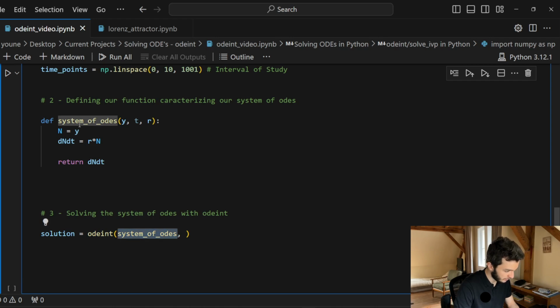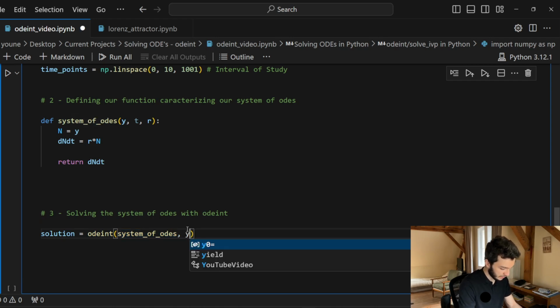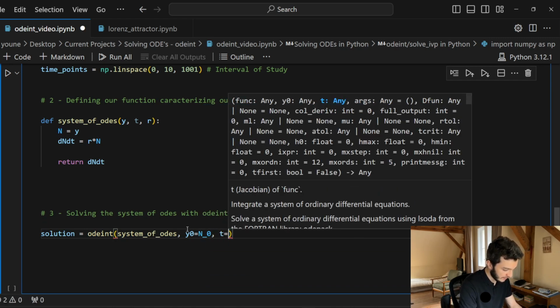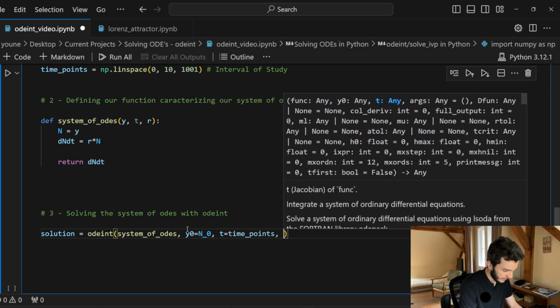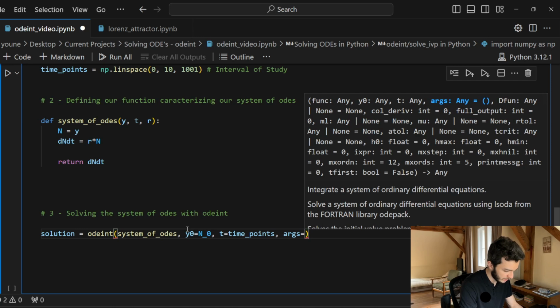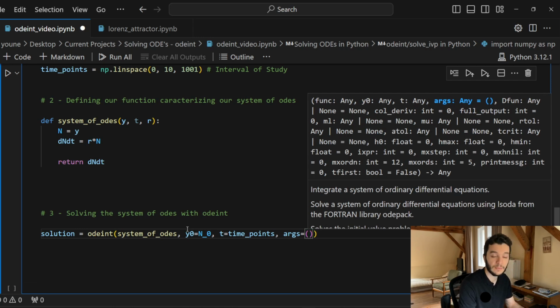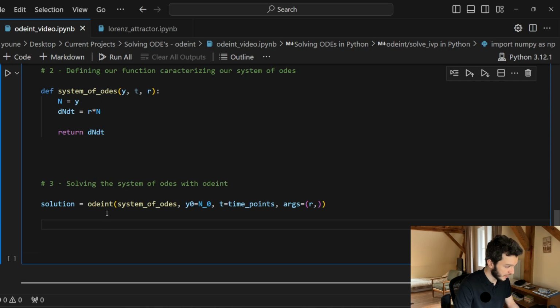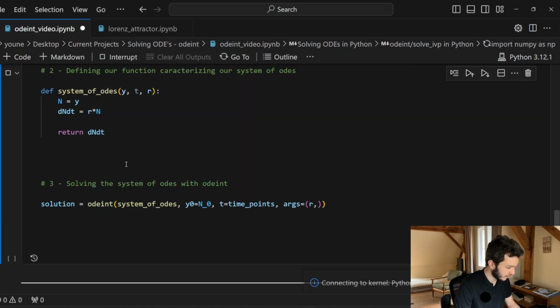We have our function right here. It takes initial conditions, so for example, y0 is equal to n0. Okay? It takes time points, for example, t is equal to time points, and it takes additional arguments which represent the constants of our problem. It can be a tuple, for example, if you have multiple arguments, for example a, b, c, etc. But since we have only one, we will specify it as r. Now this should be everything we need to solve our problem, so let me run this.